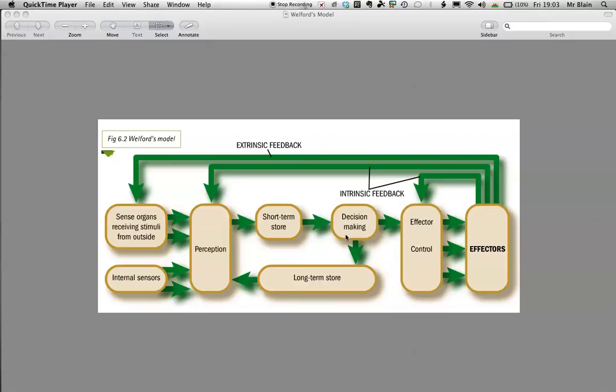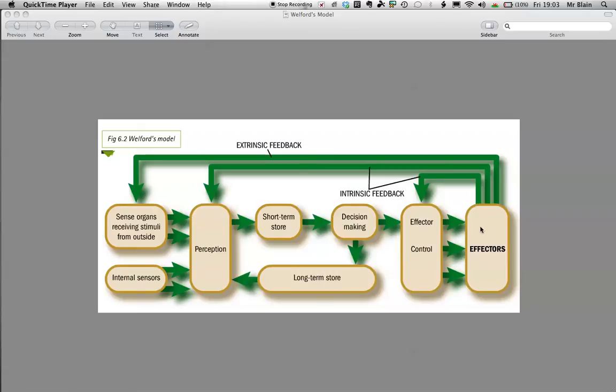Once you've made the decision, you pass the message then to our effector control mechanism, and that is going to run the motor program and send the correct stimuli to the effectors, which are our muscles, for them to carry out that movement and carry out the decision that you've made.